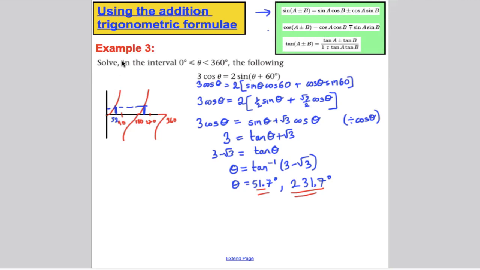Okay, so now I'd encourage you to try and solve one yourself, very similar to this. In 10 seconds I'll show you the answers.